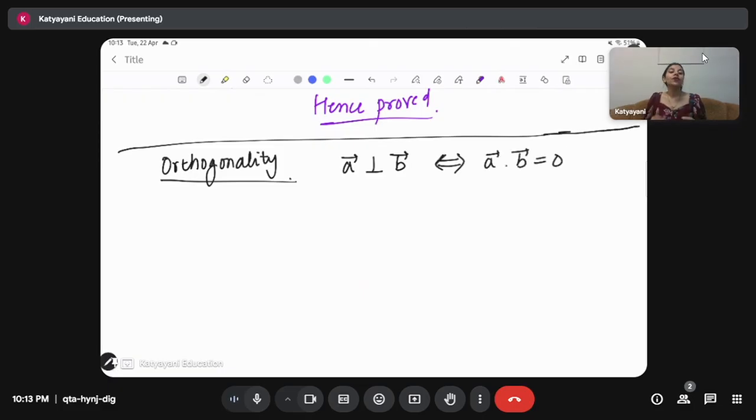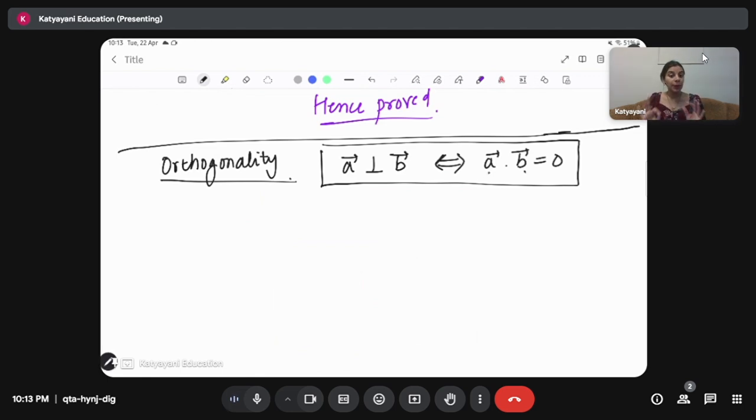The proof of it is also asked sometimes in the exam. But the simple definition of orthogonality is that if two vectors are perpendicular to each other, then their dot product will be zero. It is also the other way around. If the dot product of two vectors is zero, then they will definitely be orthogonal.